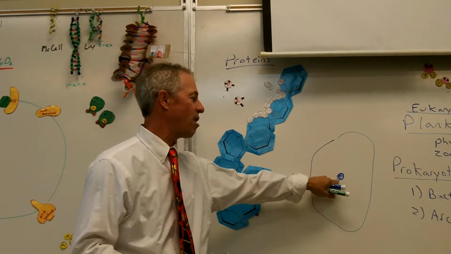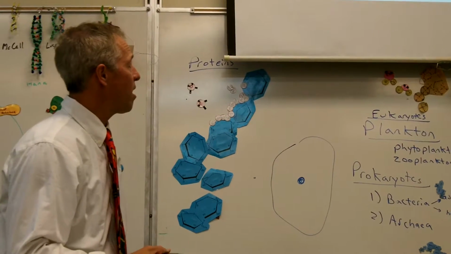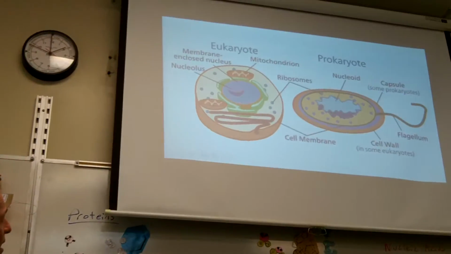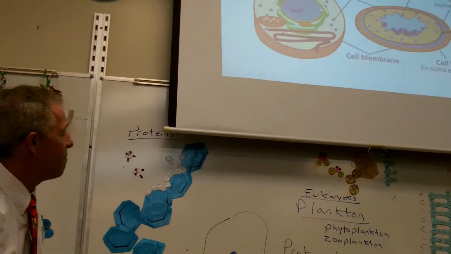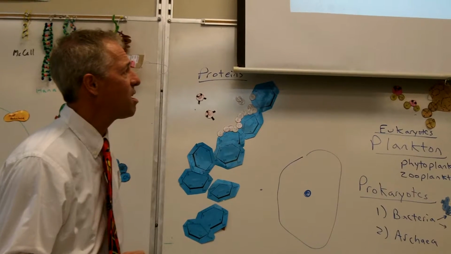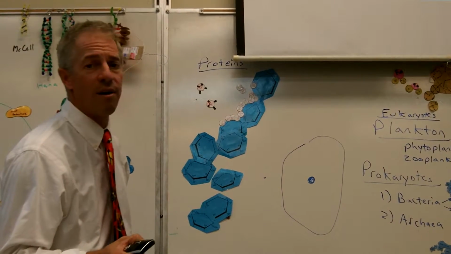What is this that I've drawn on the inside here of the eukaryotic cell? That's the nucleus. Eukaryotic cells have a nucleus. And there they've drawn it right there. That nucleus is a membrane surrounding all of the DNA. Prokaryotic cells don't have a membrane surrounding the DNA. The DNA is just floating around in the middle of the cell.